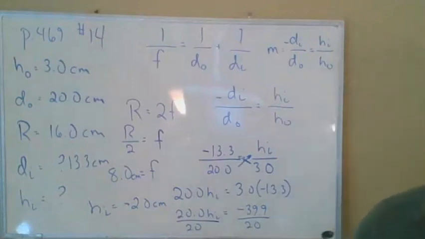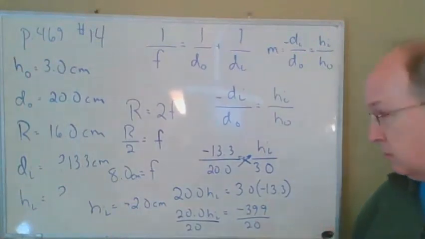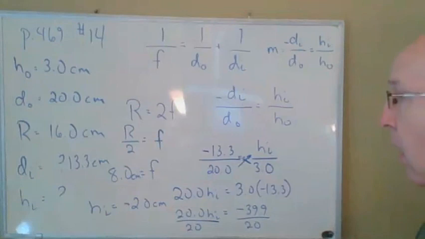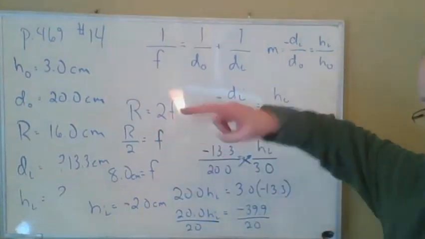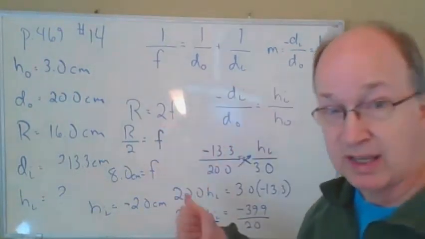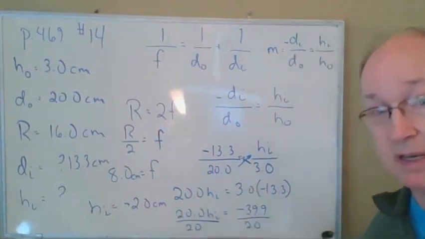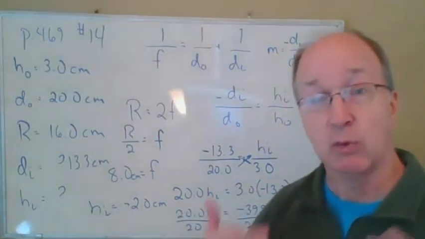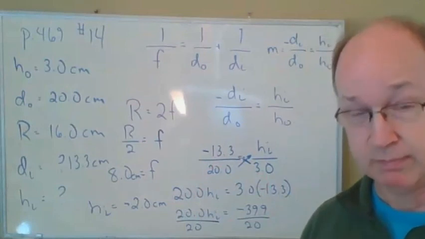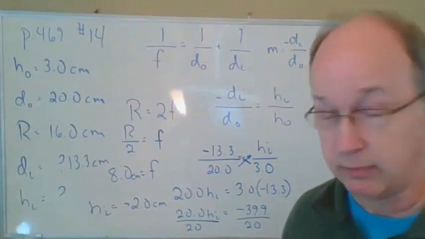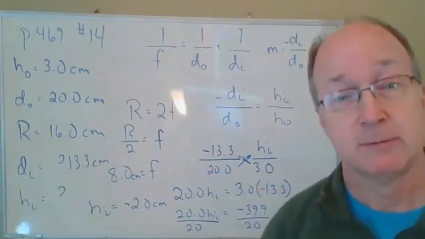Now you might ask yourself, what does the negative sign mean? All that means is that the image is upside down. That's what that negative sign means. In other words, you have a real image and it's inverted, right? Real images are inverted. So that's what that hi means.